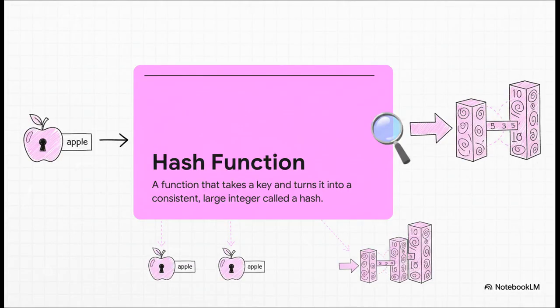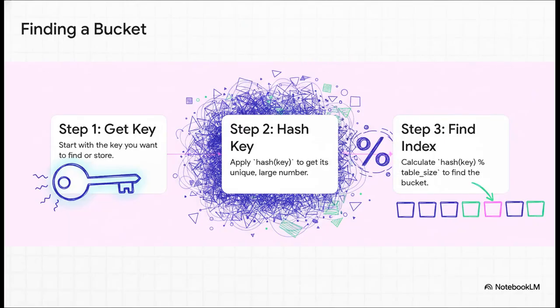You give it a key, let's say the word apple, and it spits out a very specific, very large number. Here's the crucial part. Every single time you give it apple, you get the exact same number back. This consistency is everything. So how does Python use that giant consistent number?